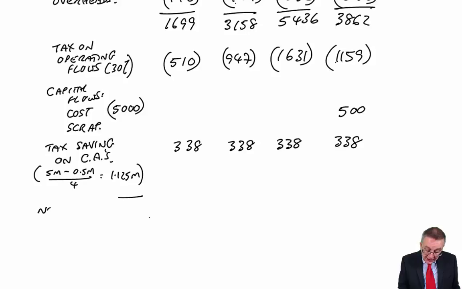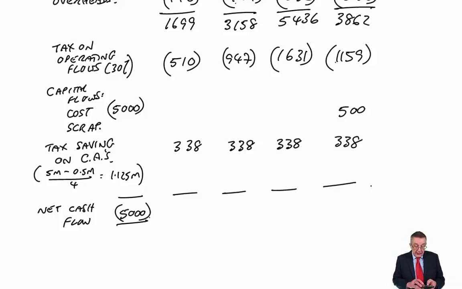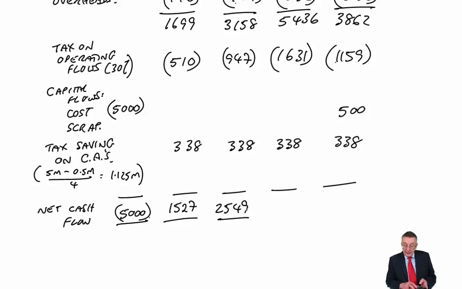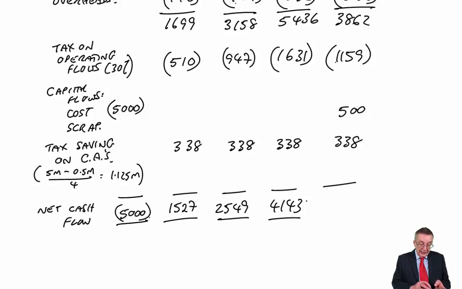So what's the net cash flow each year? An outflow at time 0 of 5,000, followed by, at time 1, 1699, minus 510, plus 338, an inflow of 1527. At time 2, 3158, minus 947, plus 338, gives me 2549. At time 3, 5436, minus 1631, plus 338, gives me 4143. And finally at time 4, 3862, minus 159, plus 500, plus 338, 3541.